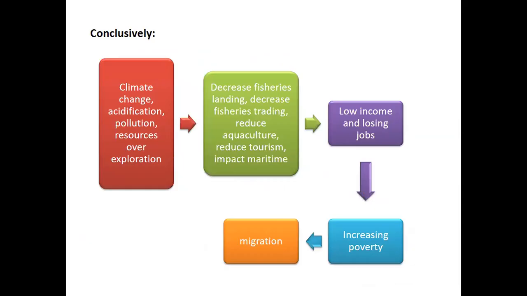Conclusively, climate change, acidification, pollution, and resource over-exploitation will decrease fisheries landing, decrease fisheries trading, reduce aquaculture, reduce tourism, and impact maritime transport. And this will lead to low income and job losses, leading to increasing poverty and increasing migration on local and regional scales.